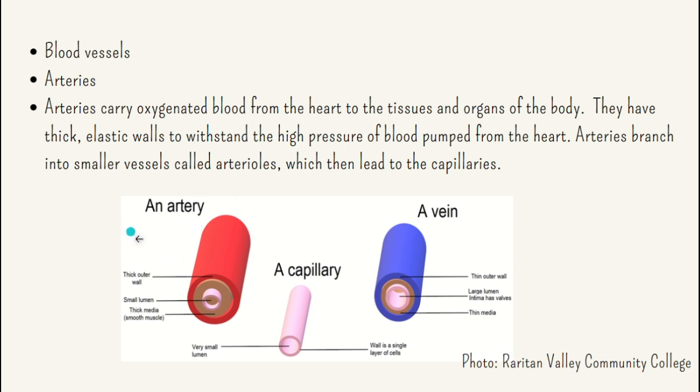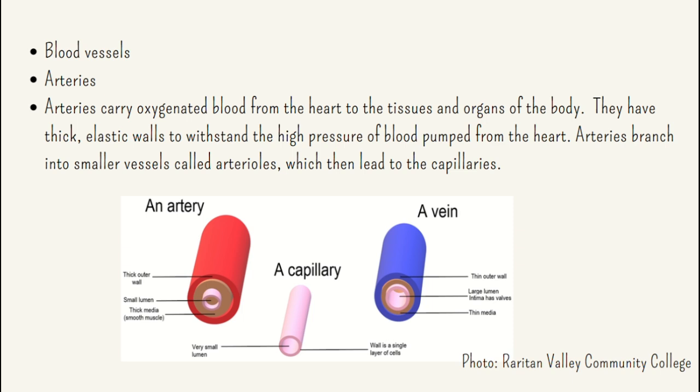The arteries carry oxygenated blood from the heart to the rest of the body. So just remember this: arteries carry oxygenated blood from the heart to the tissues and organs of the body. It means that they carry oxygenated blood away from the heart. Now, it's saying here that they have thick elastic walls to withstand the high pressure of blood pumped from the heart.